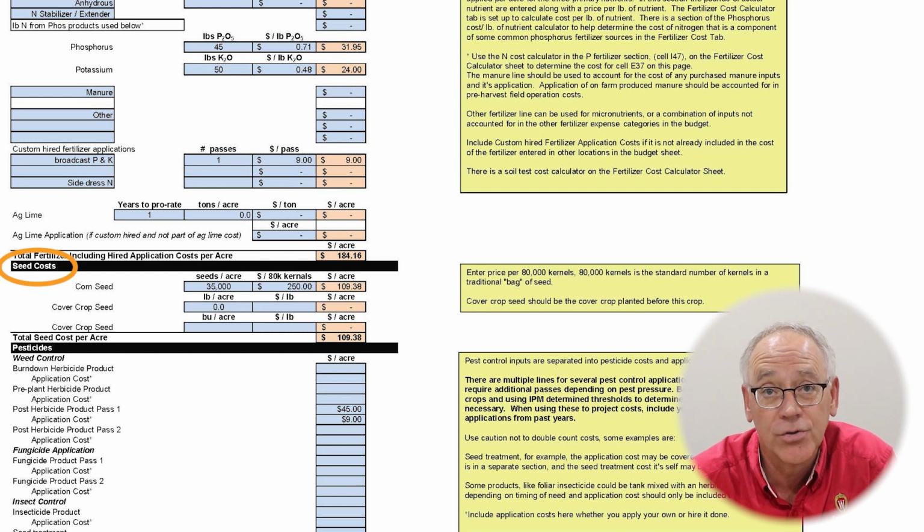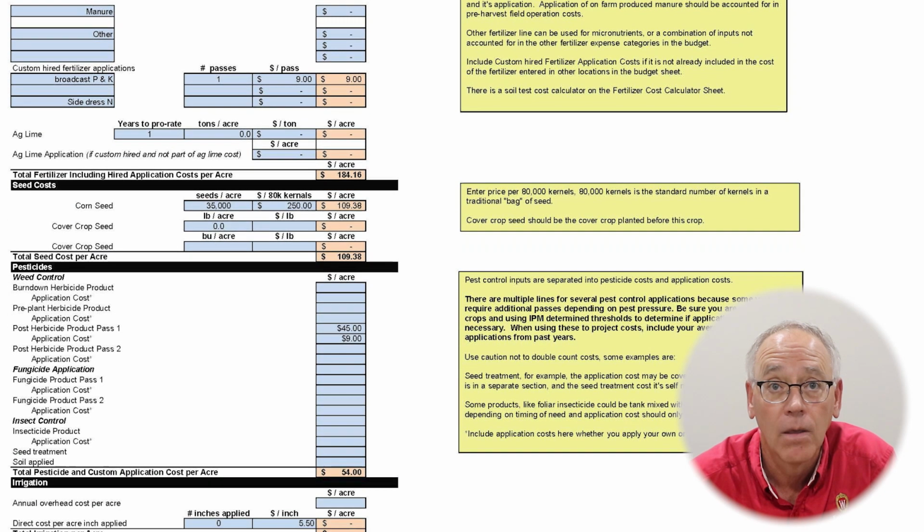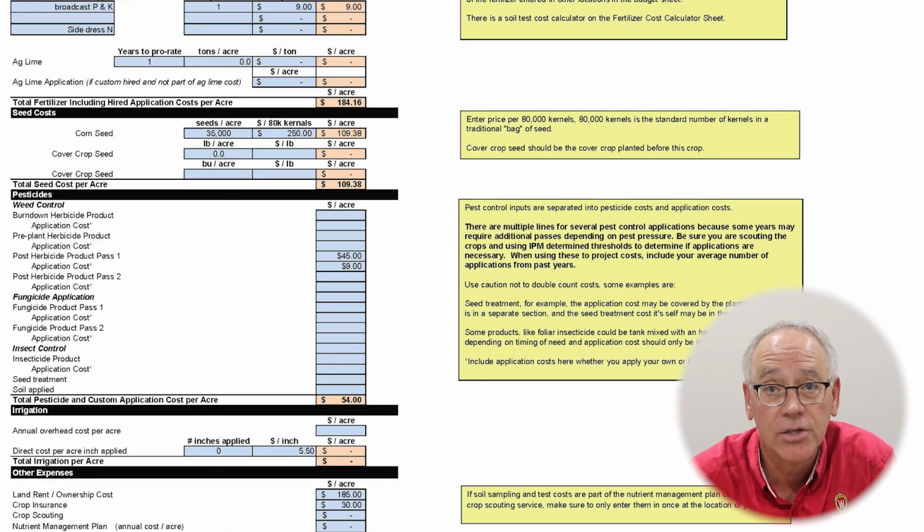Seed is also very straightforward. You can just put in the cost and your plant population to look at a cost per acre. Looking at some of the crop protection expenses like weed control, fungicide, insecticides, and all those products that are included in crop protection can be put in this section plus the application cost.